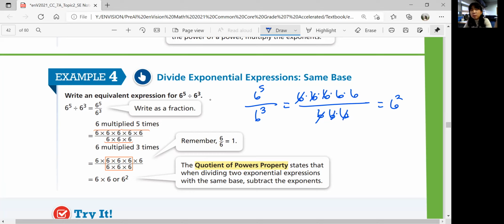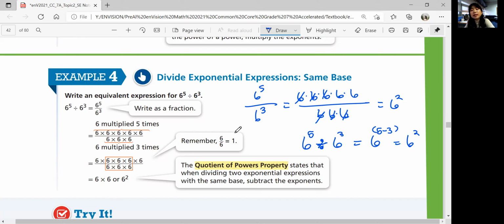So what's really happening to the power? 5 minus 3 is 2. If you have a division with the same base, it only works with the same base, then you subtract your powers, and it becomes 6 to the power of 2. This is called the quotient of powers property. It states that when dividing two exponential expressions with the same base, subtract the exponents. They need to have the same base.